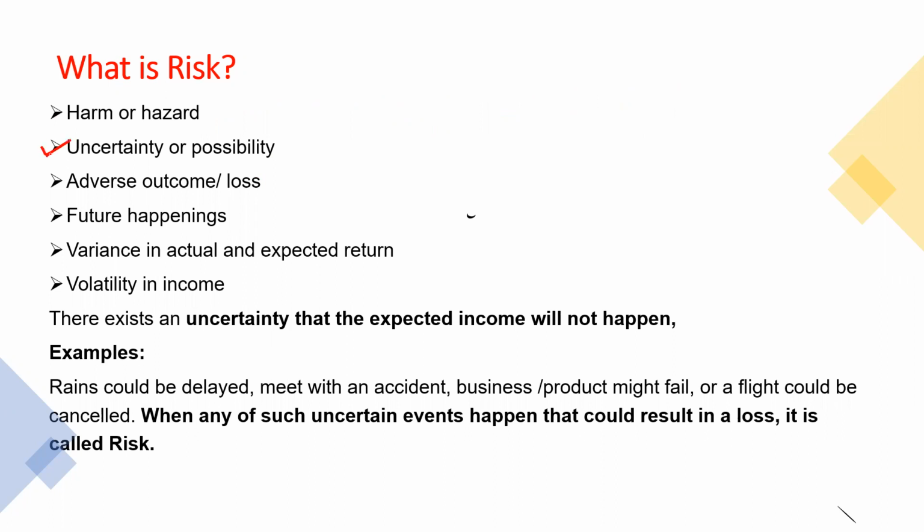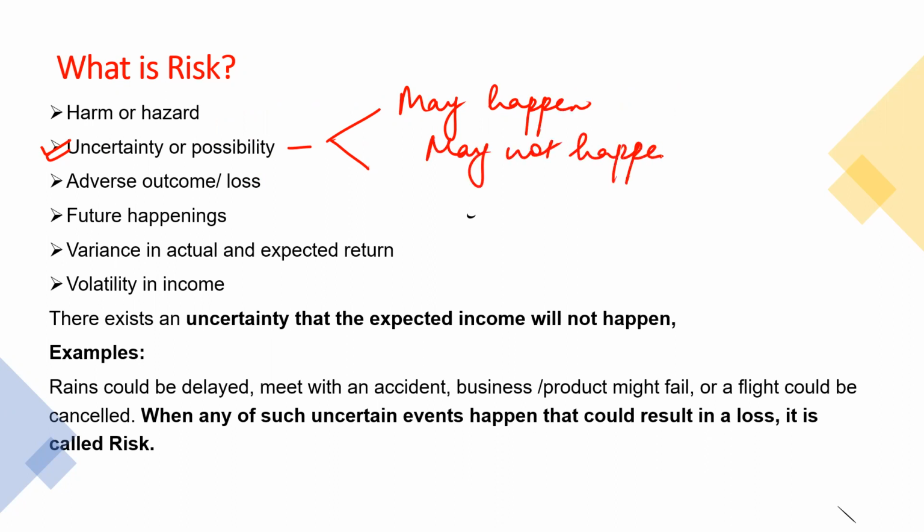There is an uncertainty and a possibility. It's not certain. We are not sure. It may happen or it may not happen. So we are not sure of its happening. We don't know that if we take the car out, we are going to meet with an accident. No, we might just reach our destination safely. The flight may not be delayed. We may reach the interview on time, but there's always this possibility of that adverse happening.